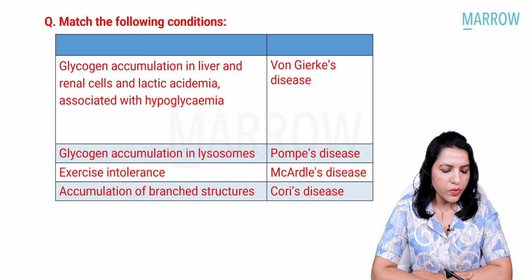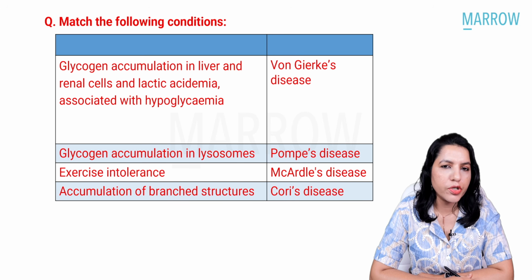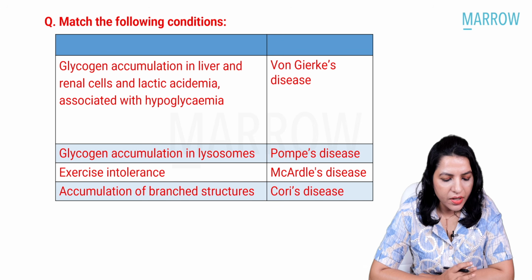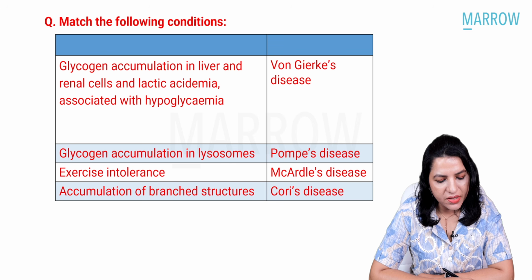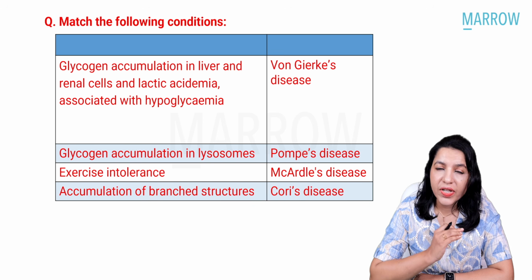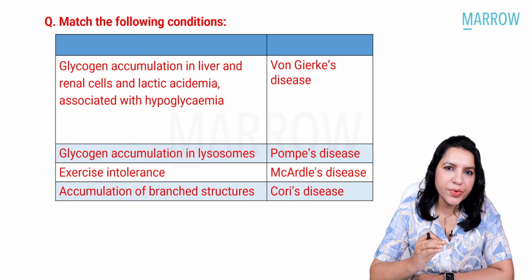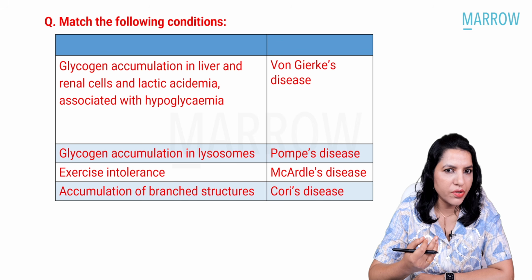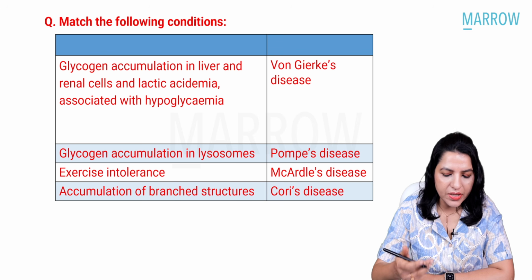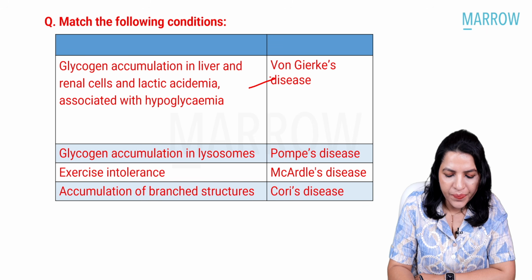Okay. So the first question was a match the following question. Actually, this is arranged in the correct way itself. The glycogen accumulation in liver, renal cells, lactic acidemia associated with hypoglycemia. So this is a very straightforward example of type 1 glycogen storage disorder, otherwise called von Gierke's disease.